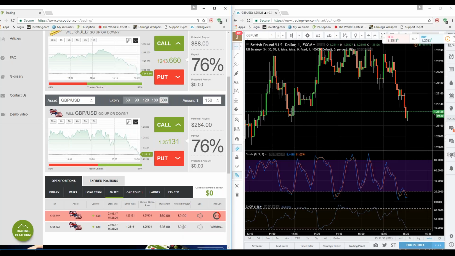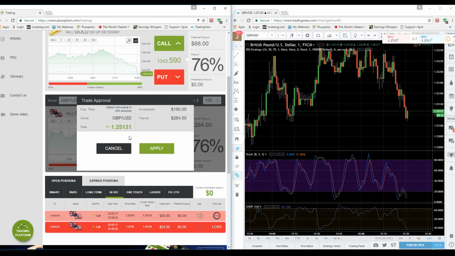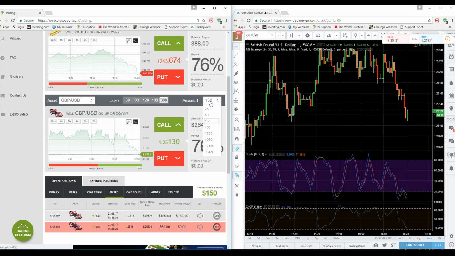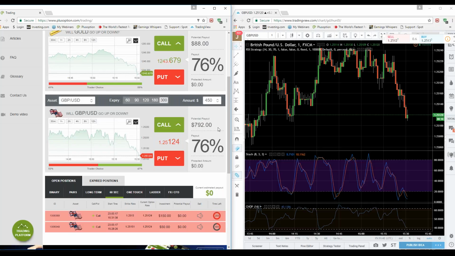So it does look like we are going to end up losing that first trade. I'm going to go ahead and put in our next trade at this price, and get my next amount ready.